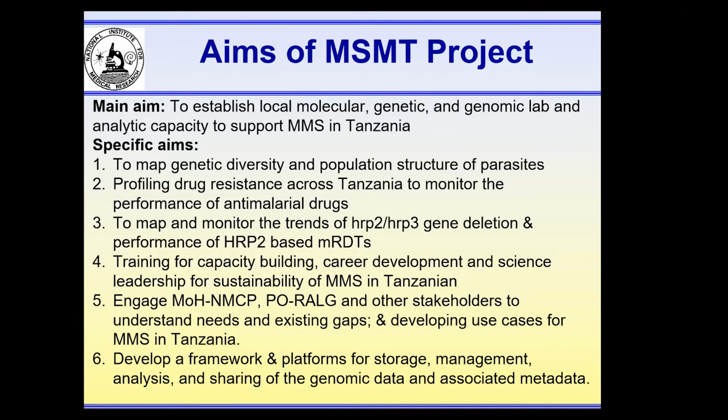So the first is to generate genetic diversity and population structure of malaria parasite data, and then look at drug resistance throughout the country and over time. And the third is to map and monitor HRP2 and HRP3 gene deletion and how they impact the HRP2 rapid diagnostic tests, which are currently being used in Tanzania.